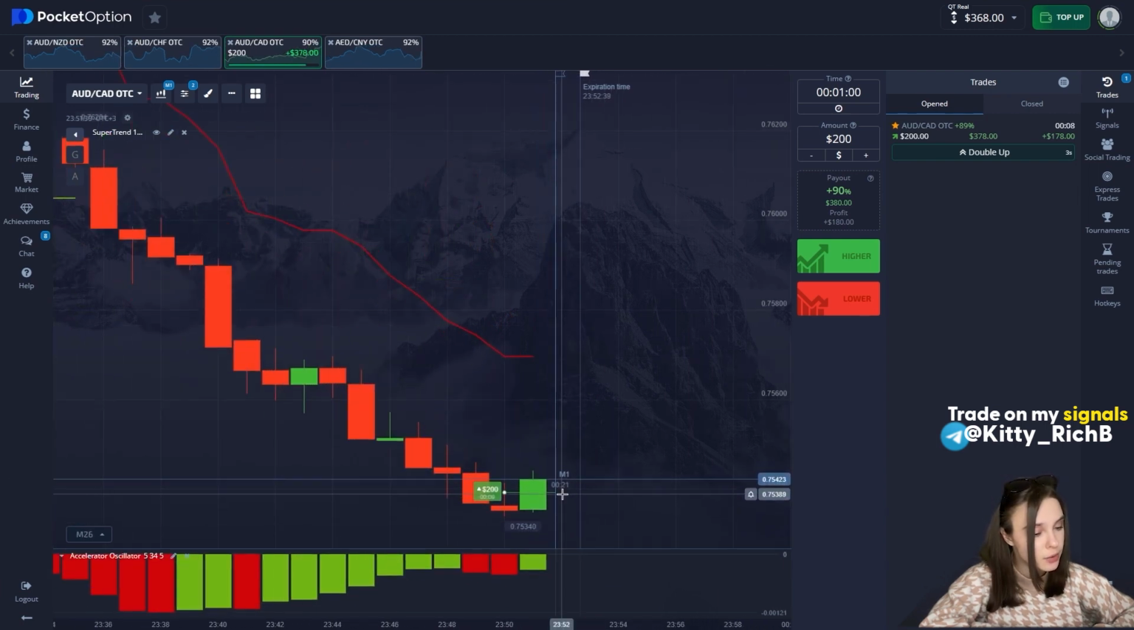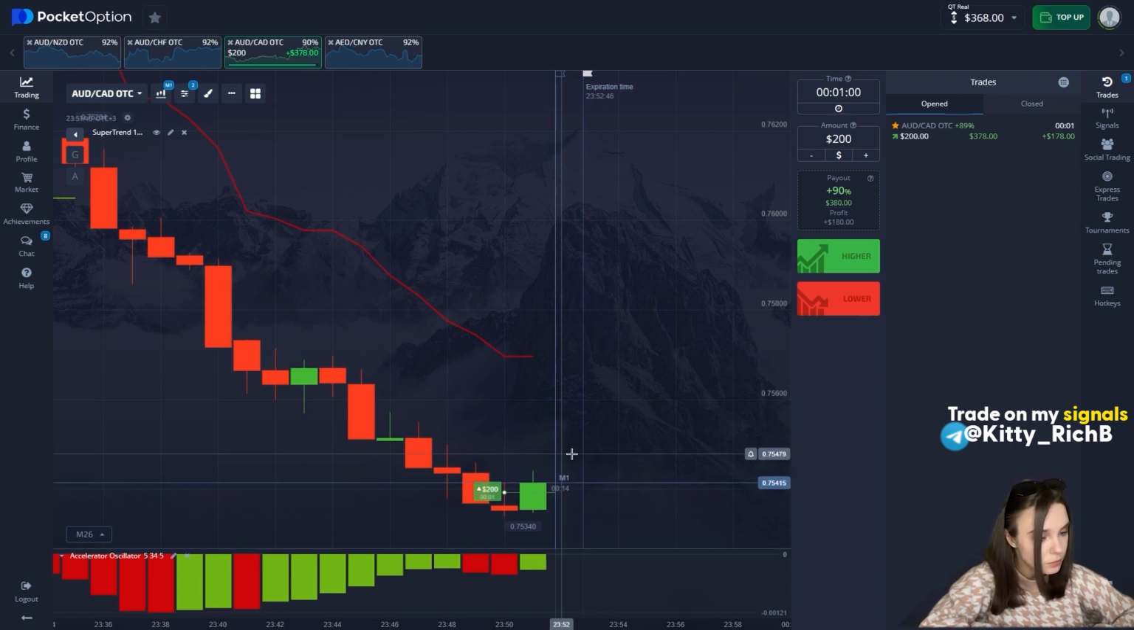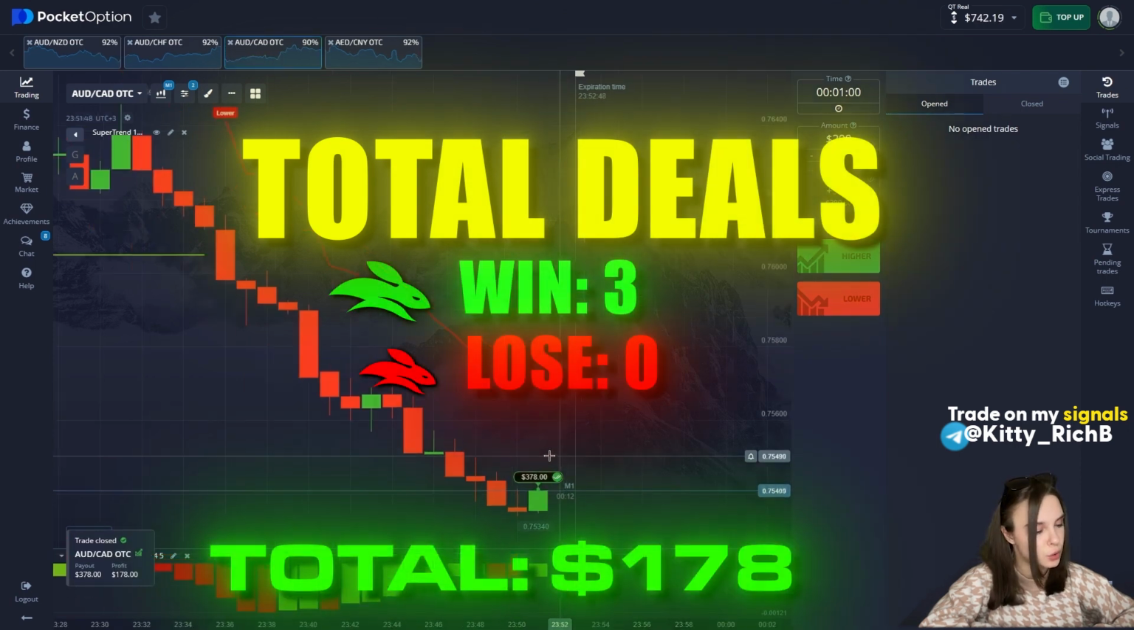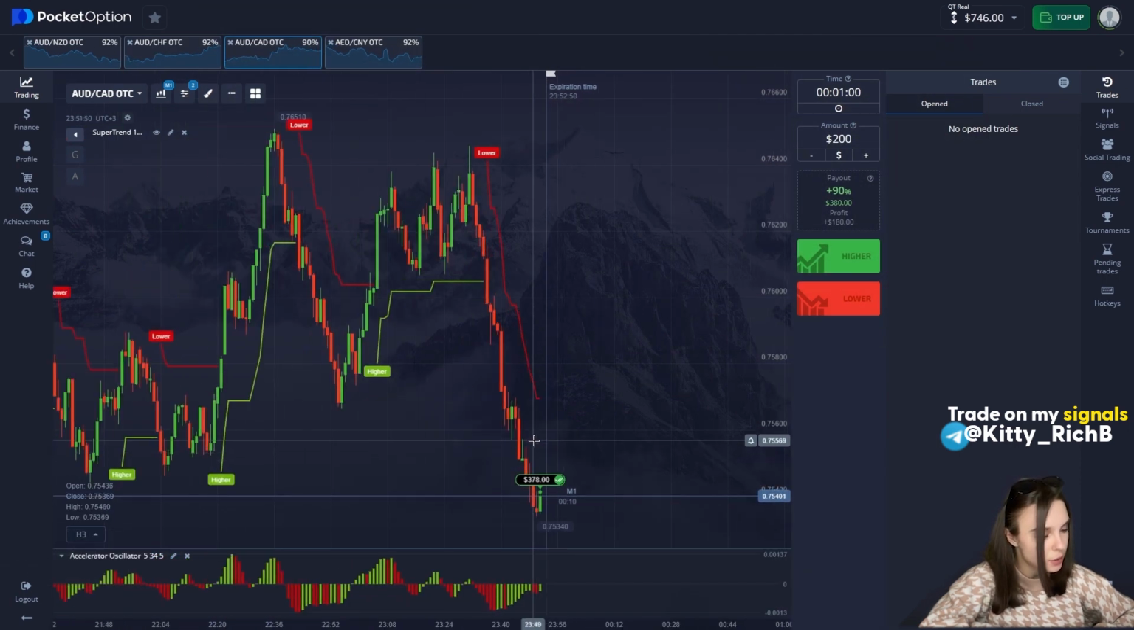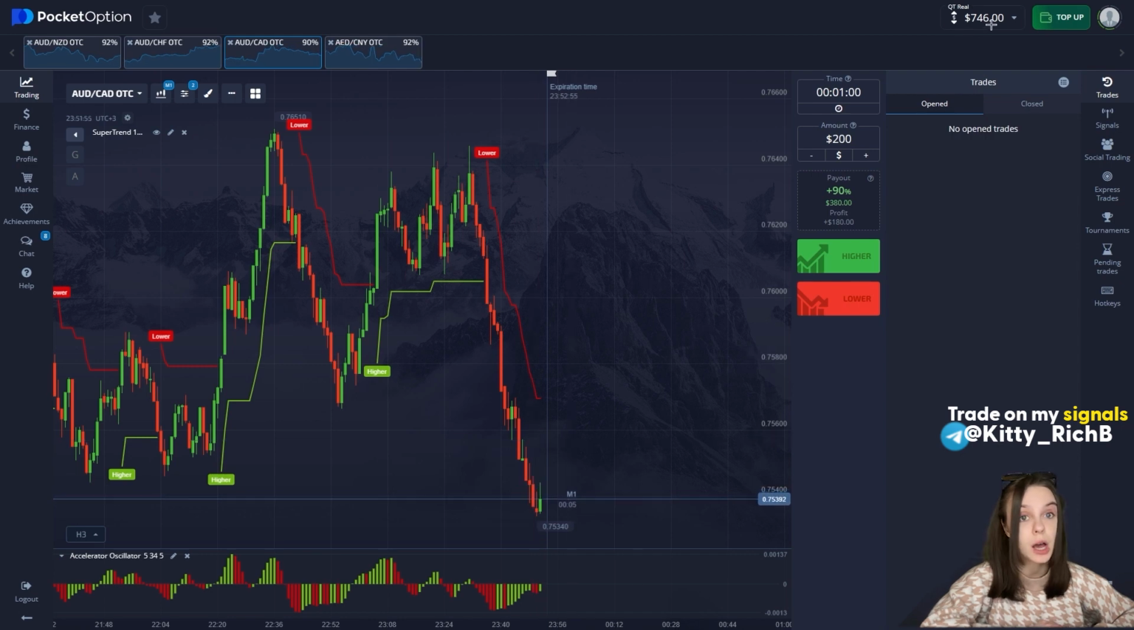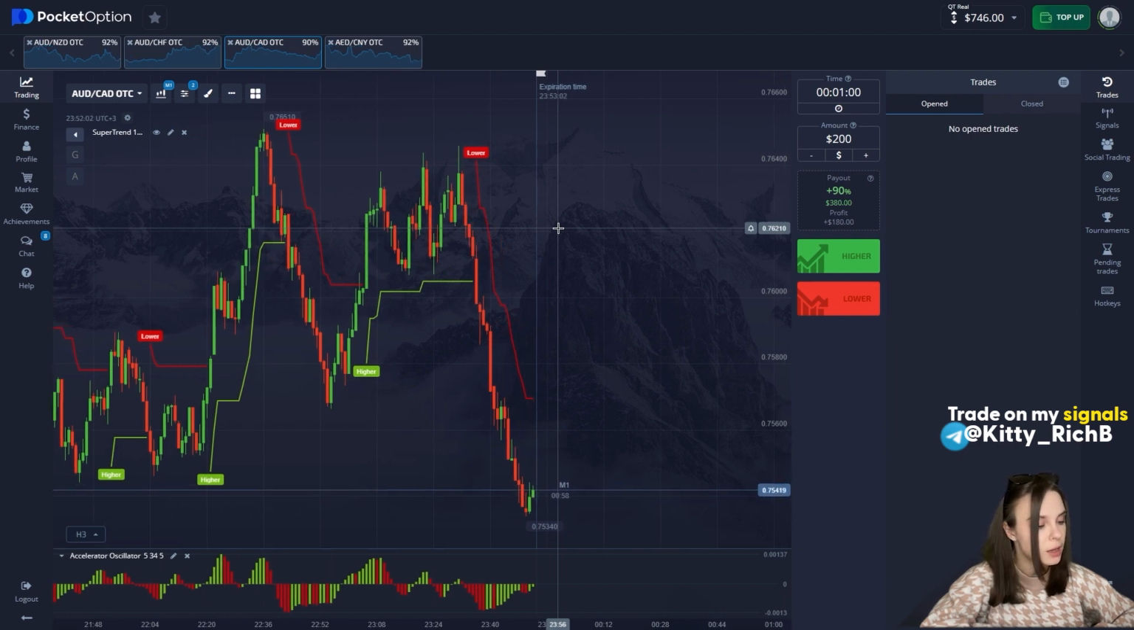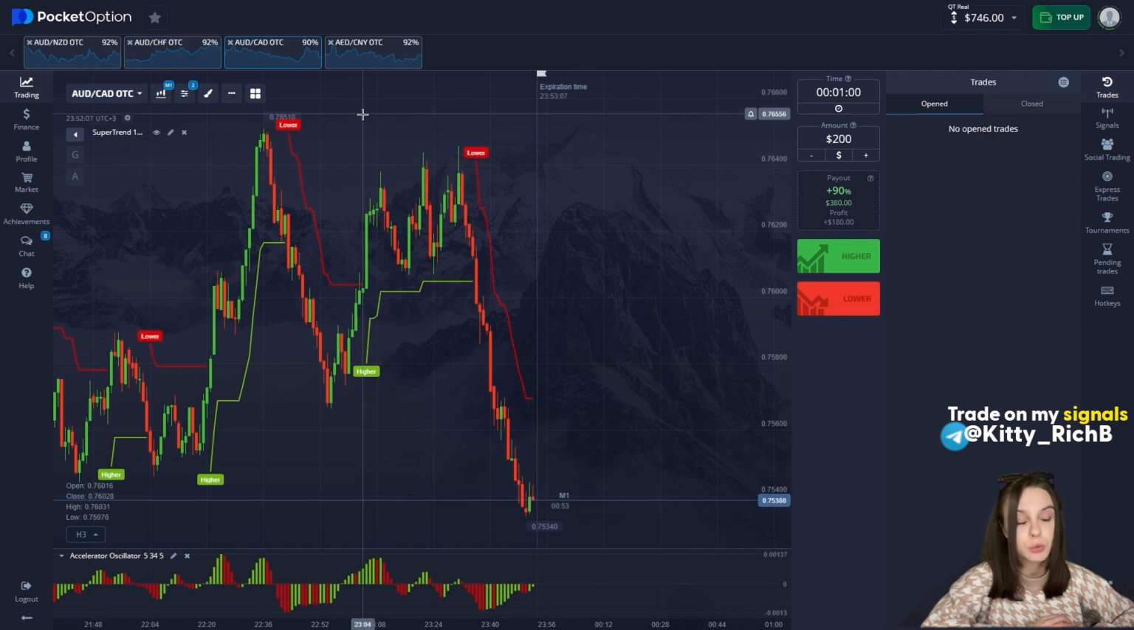We see we have a pretty nice growth in our situation, 3 seconds left. And great, this deal also closed for us in plus, that's very nice. Dear traders, we already have $746 on our balance. This is also pretty nice and a good amount. Let's move on to the fourth currency pair where we will continue testing our strategy.